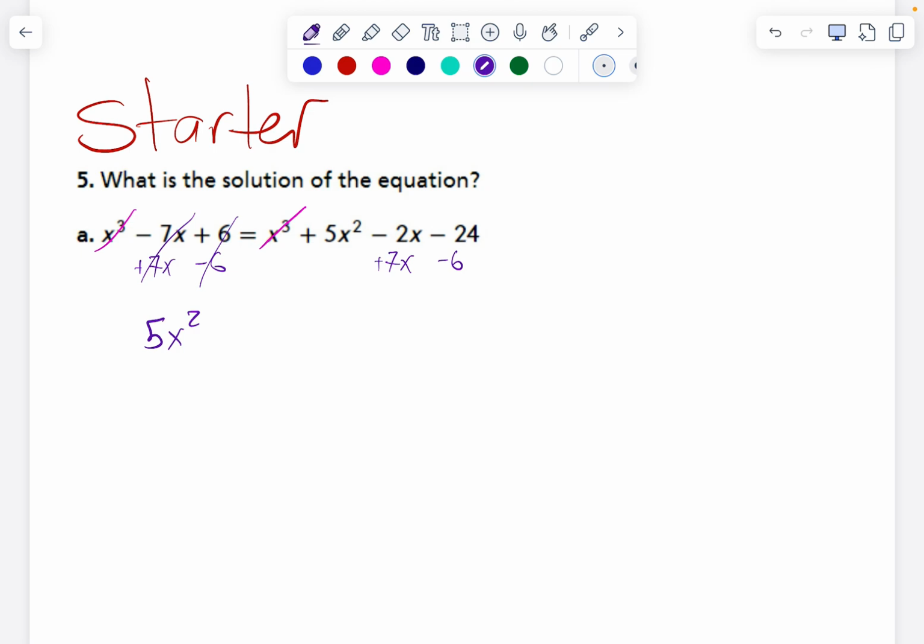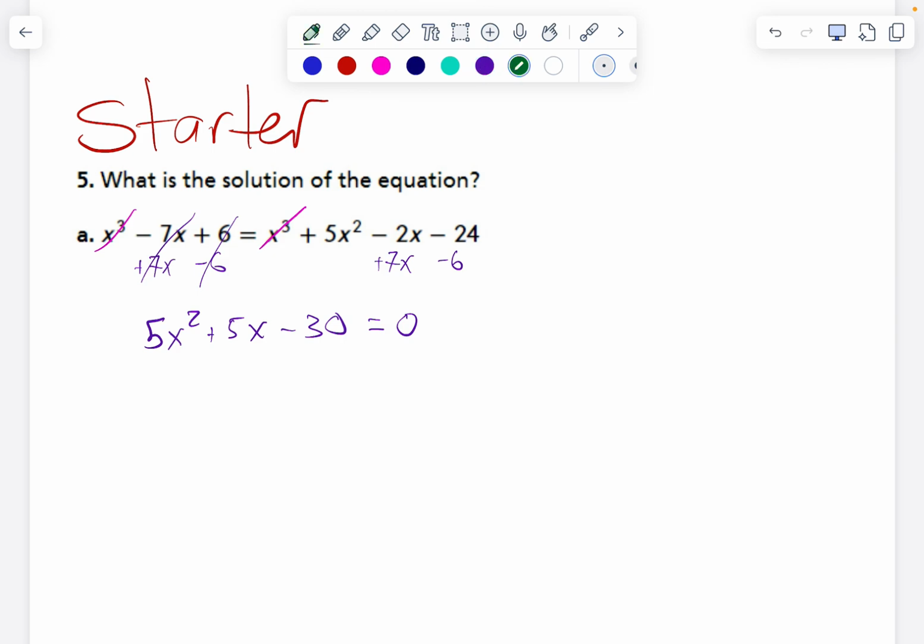Okay, 5x squared, and then negative 2 plus 7, that's plus 5. And then negative 24 minus 6 is negative 30. Okay, so we have it set equal to 0. In fact, we always did that unless we didn't have this x term. So if the x term wasn't there, then we could avoid setting it equal to 0. Otherwise, we always did. So it's a pretty safe bet to try that at least at the beginning.